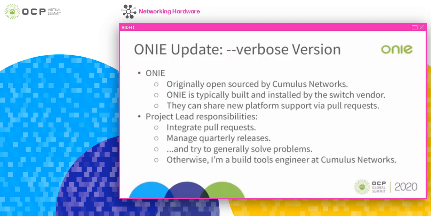So to get into a little bit more detail, ONIE was originally open sourced by Cumulus Networks. It's typically built and installed by the switch vendor. So ONIE has core code, and then the switch vendor will add these particulars for the platform they want to support. And then they have the option of adding support for that to the project as a pull request, which I will then process. As project lead, I also manage quarterly releases, try to generally solve problems, and apart from that, I work on build tools at Cumulus Networks.